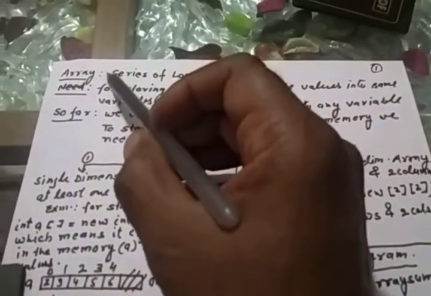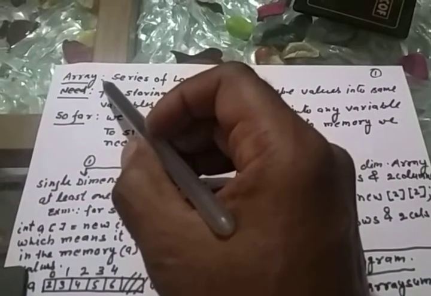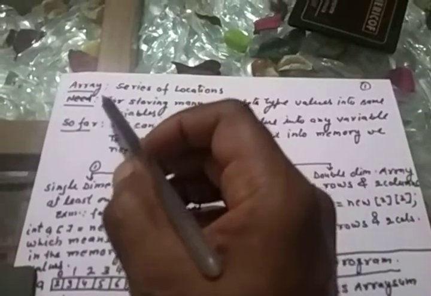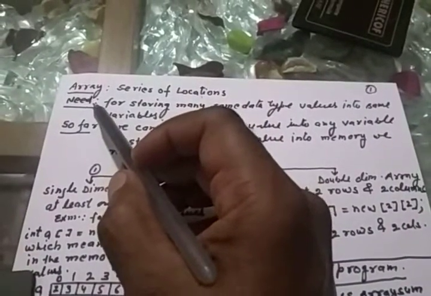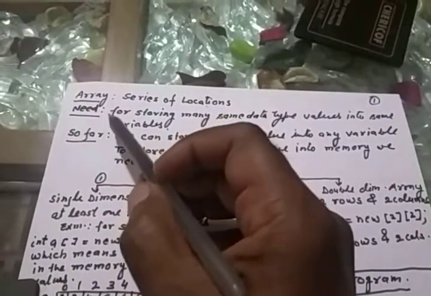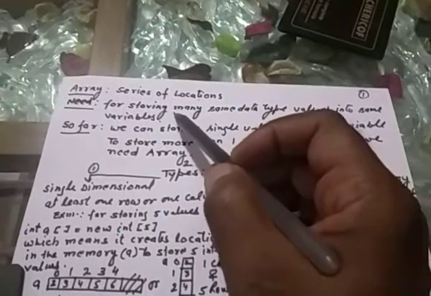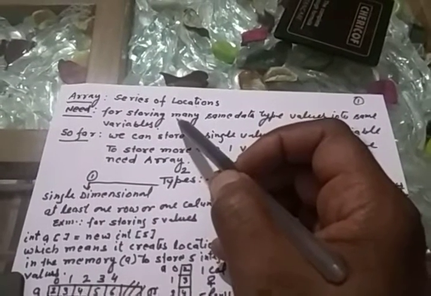Students, we are starting a new chapter in computer array. So what is the literal meaning of array? It is a series of locations. Okay, series of locations. And what is the need of an array? The need is, in programming, if you want to store more than one value into any variable, we cannot store it.